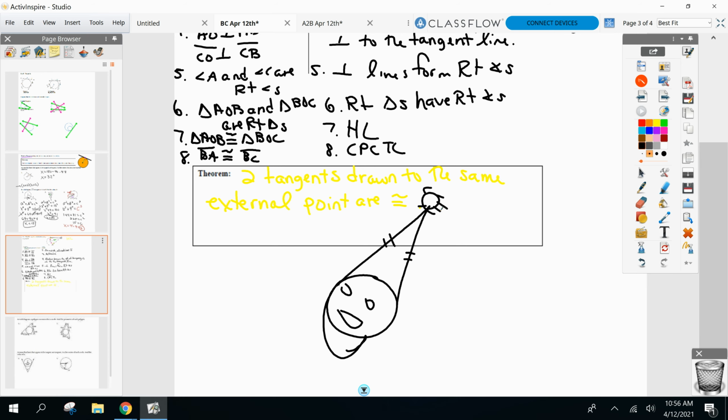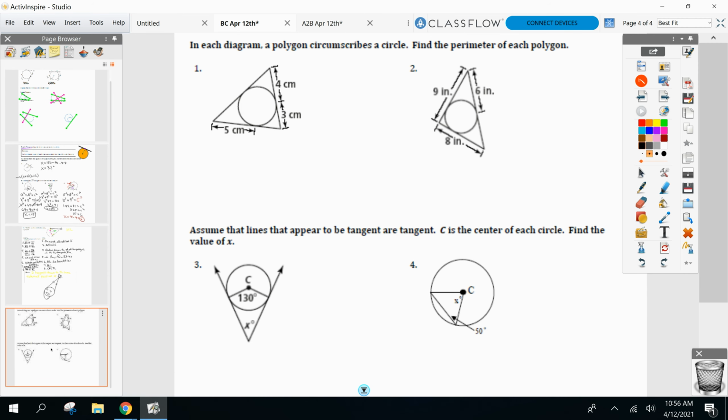All right, where do I use this new party hat theorem? Here you go. When I have a polygon circumscribed around a circle. If you have any type of polygon, triangle, quadrilateral, whatever, around a circle, this theorem we just proved comes into play. Watch. Take a look at number 1. It says, find the perimeter of each polygon.